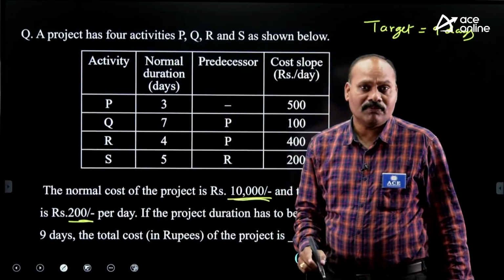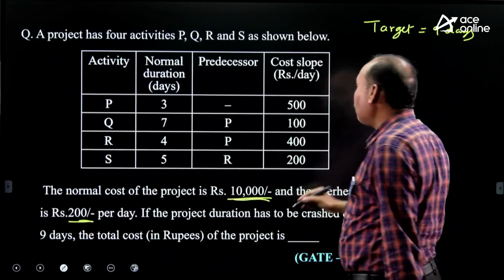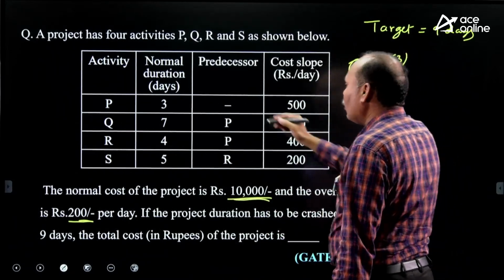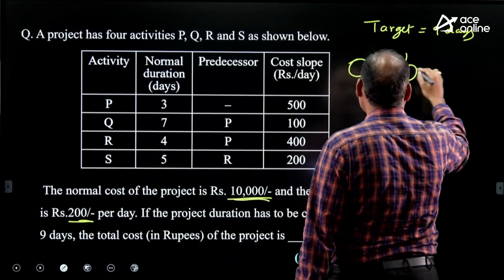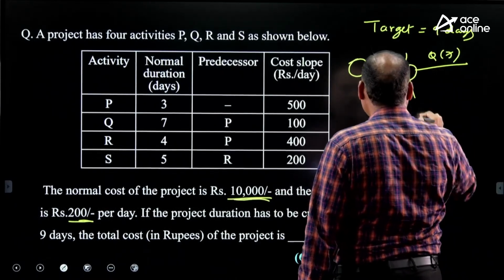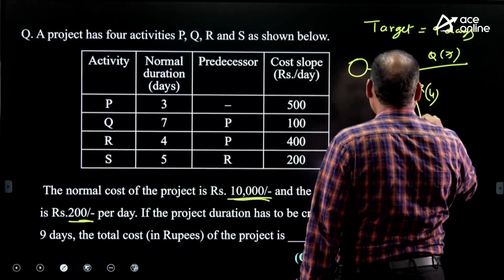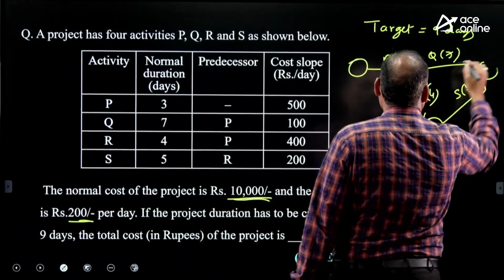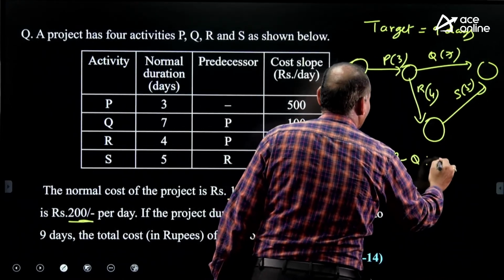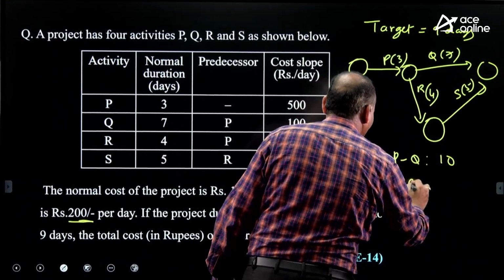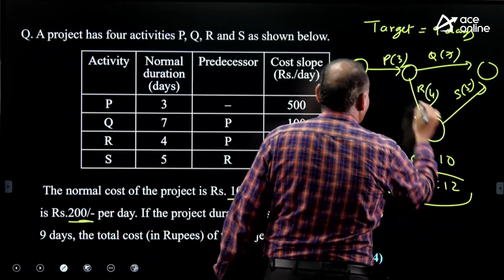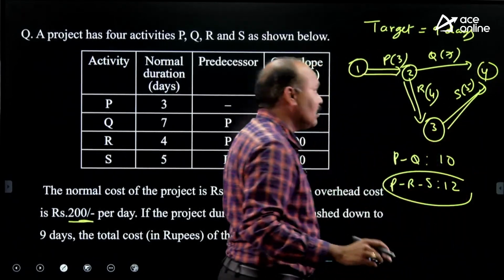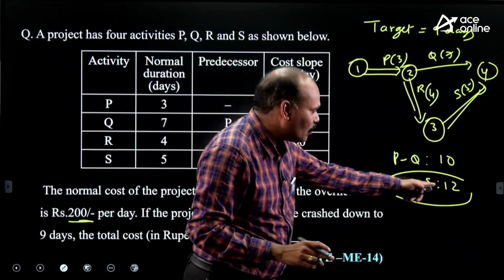What is the original duration? First of all, you can take the normal duration. P has no condition, duration of P is 3. Q has the condition of P, duration 7. R after P, duration of R is 4. S after R. Take the paths. PQ is 10, PRS is 12. So what is the longest path here? PRS. What is the target for us? 9 days. The project duration is equal to 12.